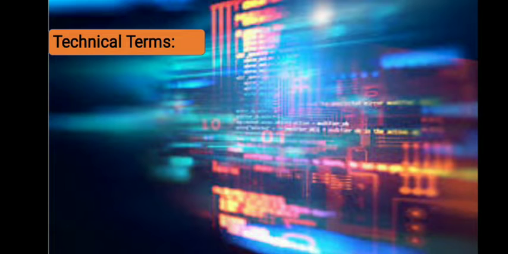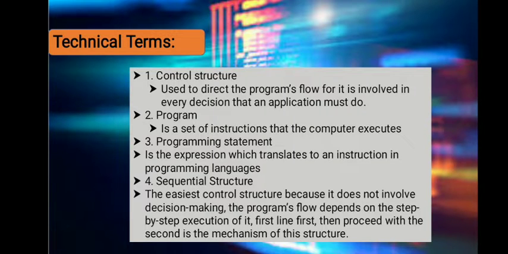Moving forward, our topic is all about technical terms. First is control structure, used to direct the program's flow, for it's involved in every decision that an application must do. Second is program, a set of instructions that the computer executes. Third is programming statement, the expression which translates to an instruction in programming languages. And lastly is the sequential structure, the easiest control structure because it does not involve decision making.